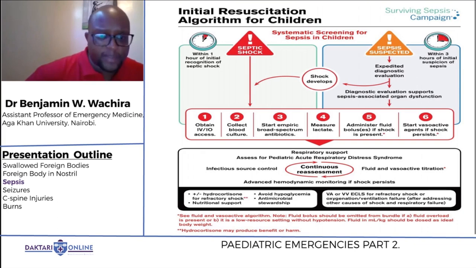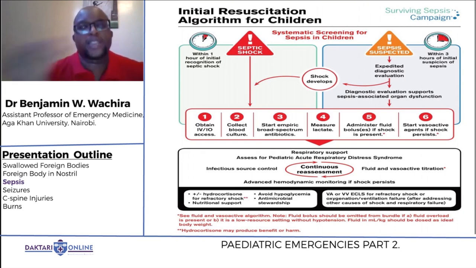So early identification of sepsis, fluid resuscitation, initiate your antibiotics preferably after you've done your cultures, but again, do not delay antibiotics trying to figure out where the cultures are coming from, but get your cultures. The lab people are very annoyed when you send cultures after you've given antibiotics.